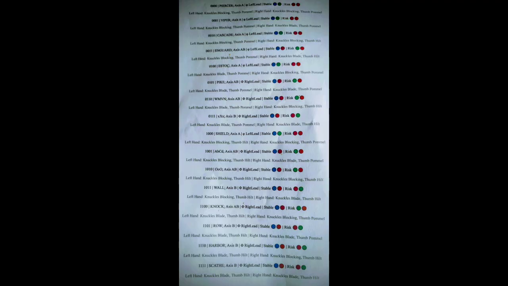It seems almost too simple. Well, that's the elegance of it. It's binary logic applied to physical reality. We're looking at 16 specific positions, these grips, with names like Piercer, Viper, and Scathe. And each one gets a unique 4-digit grip binary. Exactly. And that code is built from just 2 essential binary states for both the left hand and the right hand. So just 2 characteristics per hand. First, for the knuckles, are they blocking or are they blade? And then for the thumb, is it Pommel or Hilt?